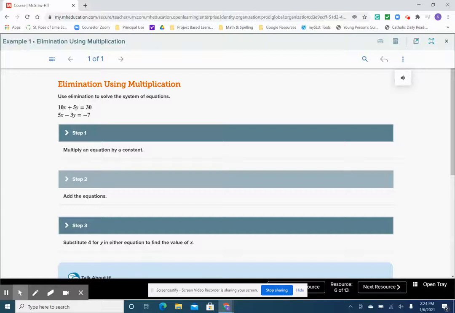Right, hi algebra class. I know that you can hear me, so I don't have the video on today because I'm using a different sort of computer, but I want to go over using elimination when you're using multiplication.